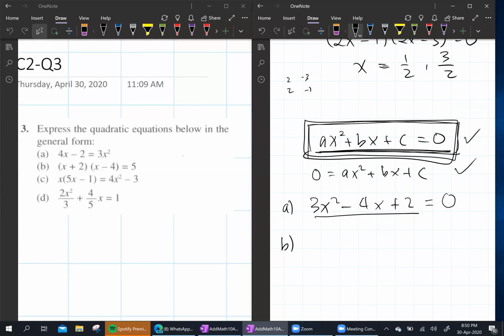Teacher, my answer for B is x squared minus 2x minus 13 equal to 0. I just check and see. Minus 8 equals to 5. Yeah, right. So C. Okay, wait.